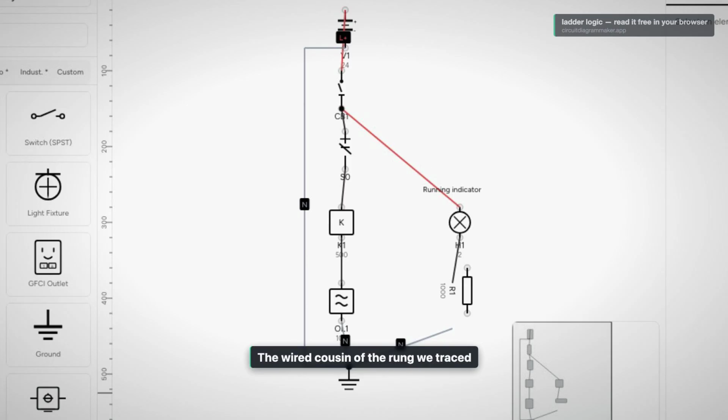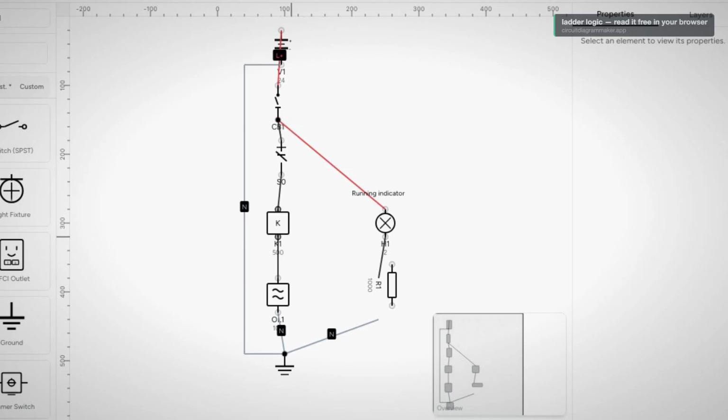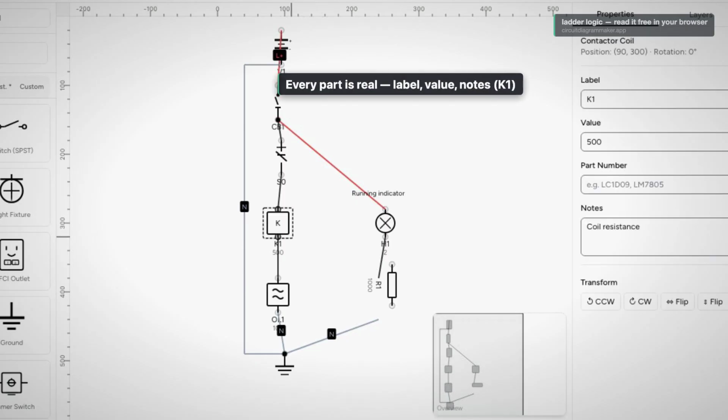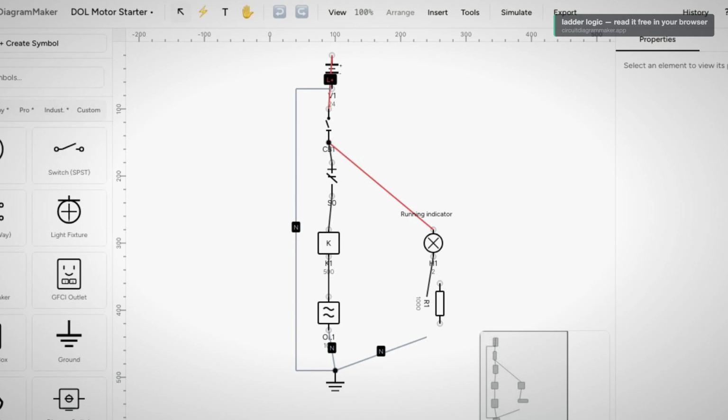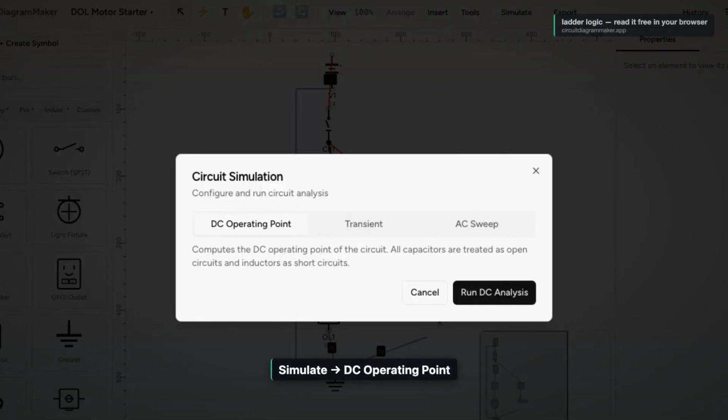That coil is K1. Now the part paper cannot do. Hit Simulate, run the DC analysis, and the live path lights up on the wires. 24 volts from the supply, with real current through the running lamp. That highlighted route is the energized path, exactly what we have been tracing by eye. The software just confirms your read.